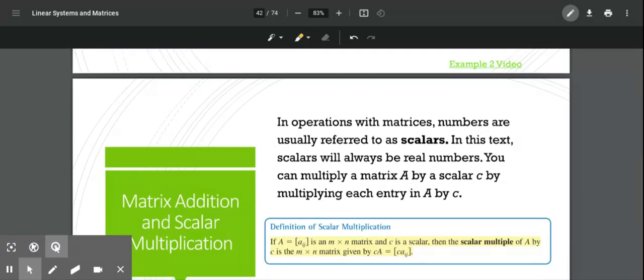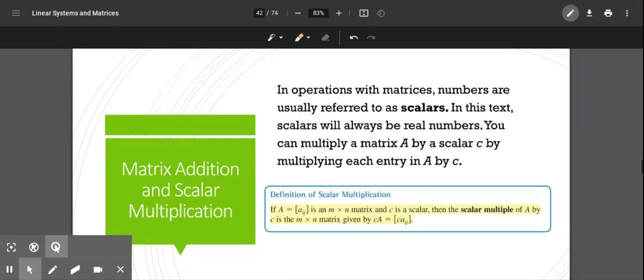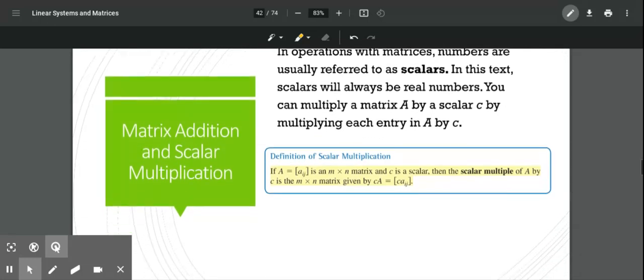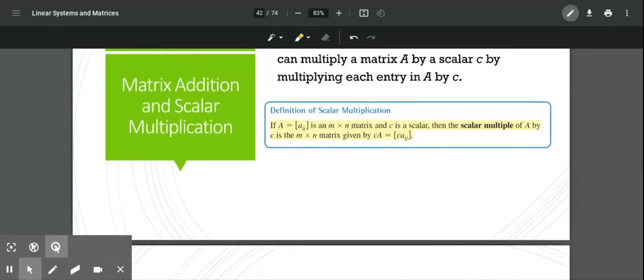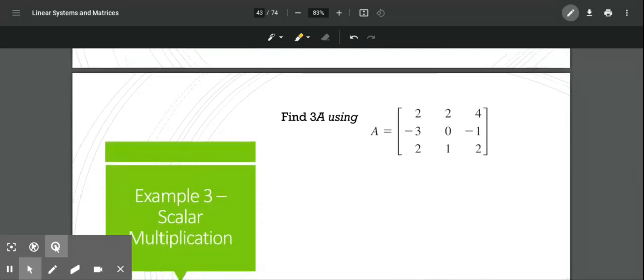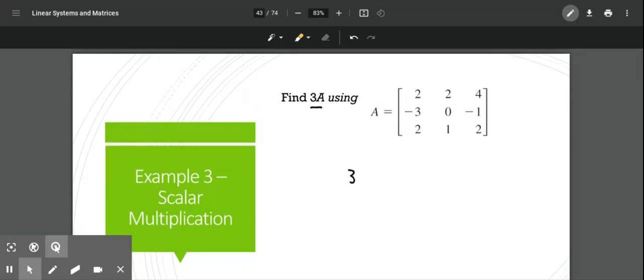So when we look at operations with matrices, if there's a number out in front of the matrix, we call that a scalar. What you do is multiply every entry in the matrix by whatever that scalar is. So in this example, if we have matrix A as given, and we have to find 3 times A, we just have to multiply every entry in our matrix by 3. So we would get 6, 6, 12, -9, 0, -3, and 6, 3, 6.